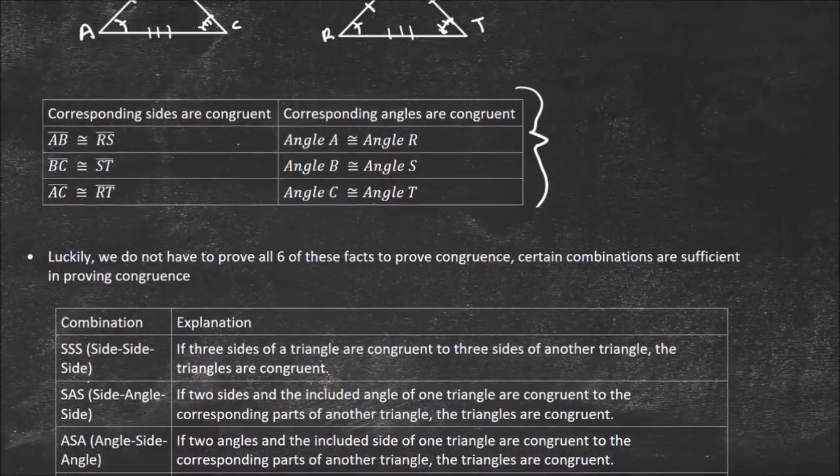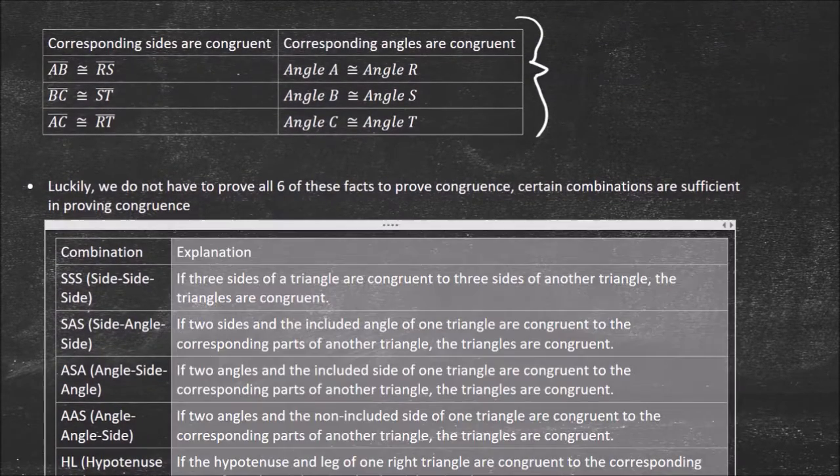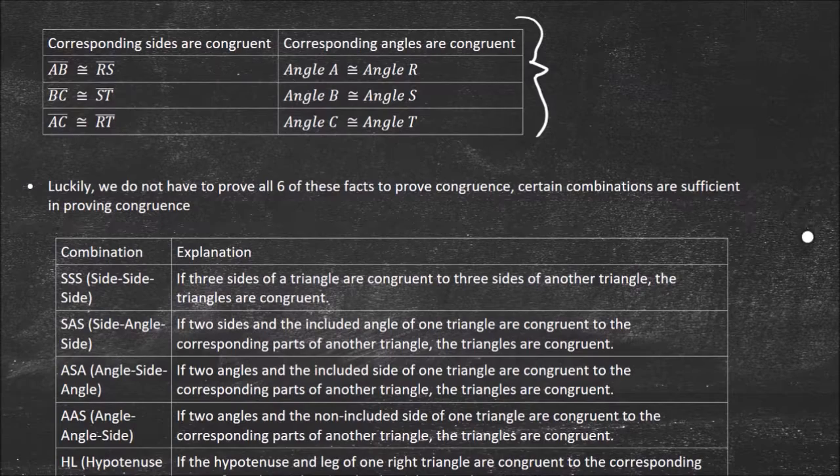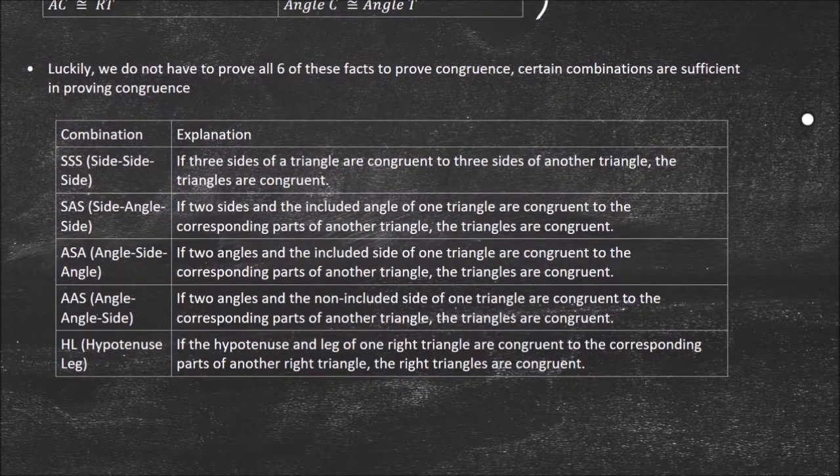So luckily, we do not have to prove all 6 of the facts that we just went over to prove triangles are congruent. There are certain combinations that are sufficient in doing so. These are things that you really have to memorize. And the good thing is they're pretty easy to memorize. Now I'm just going to talk about the combinations and what they mean. So first one, side, side, side.